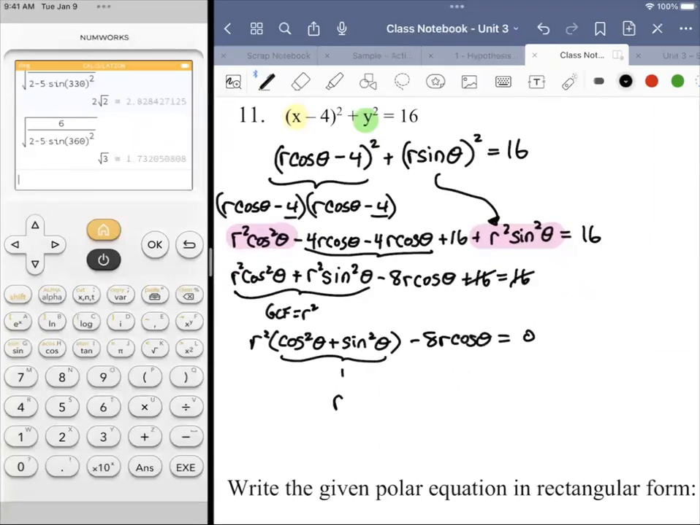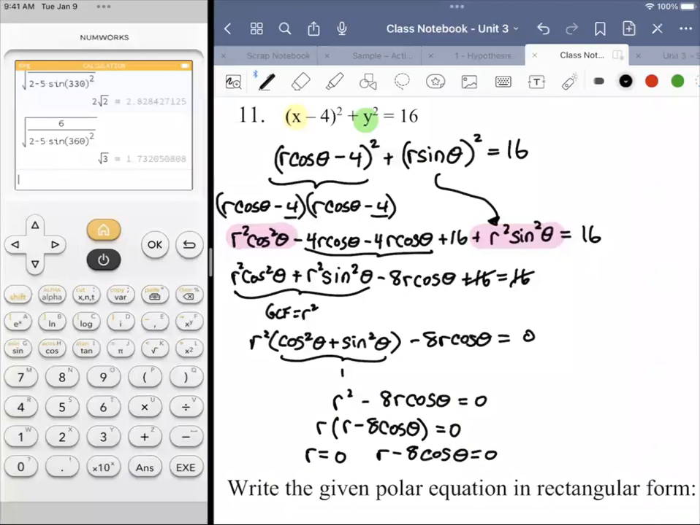So this becomes r squared minus 8 r cosine theta is equal to 0. I have a common r that can be factored out. r times r minus 8 cosine theta is equal to 0. Just like any quadratic, you set each factor equal to 0 and solve. So I'm going to say r equals 0, and r minus 8 cosine theta is equal to 0, which gives us r equals 0 and r equals 8 cosine theta.